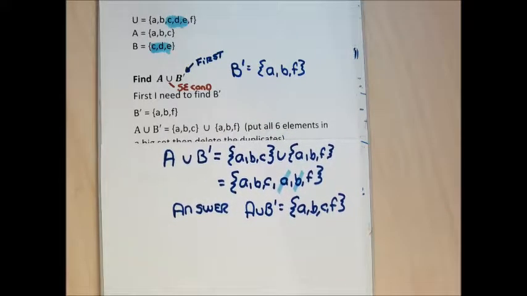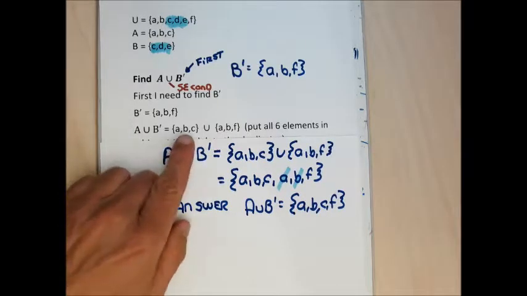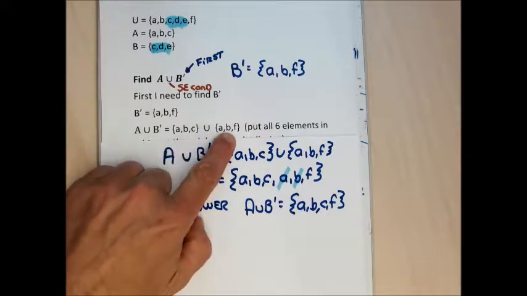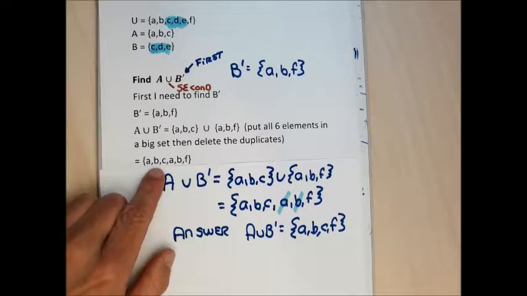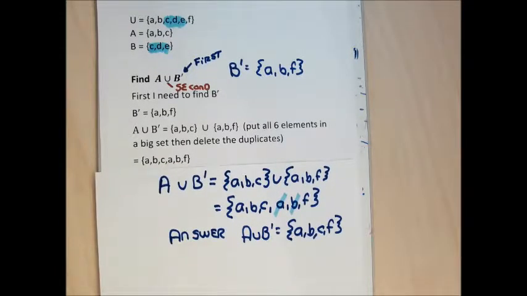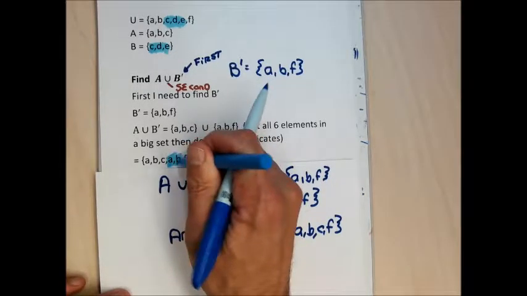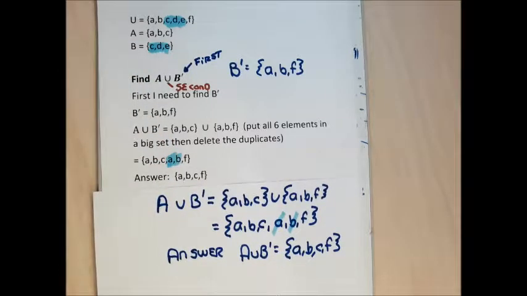The rest of what I have written on this page is exactly this. A union B complement is set A, followed by set B complement. I take all of the 6 items, the 3 from set A, followed by the 3 from set B complement. I write them in a big set, and I delete duplicates. If there's any duplicates, I only write one of them in my final answer, so I don't need to have 2 A's and 2 B's in the set, and there's my answer.